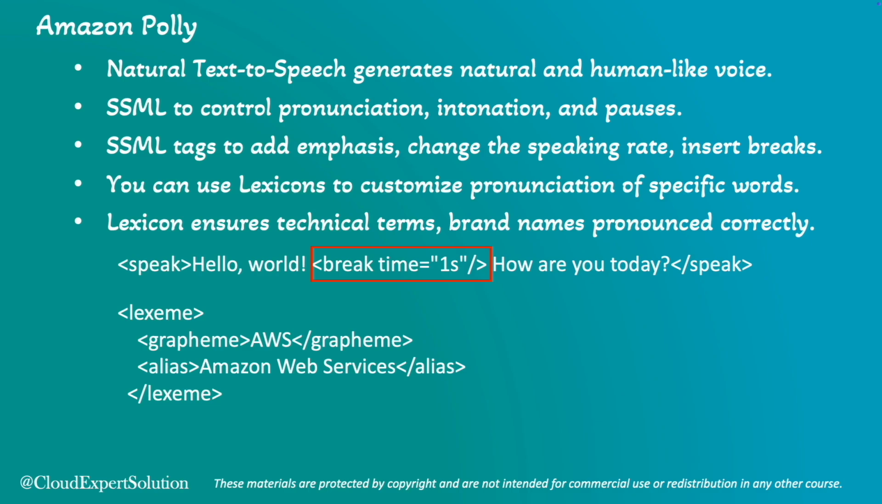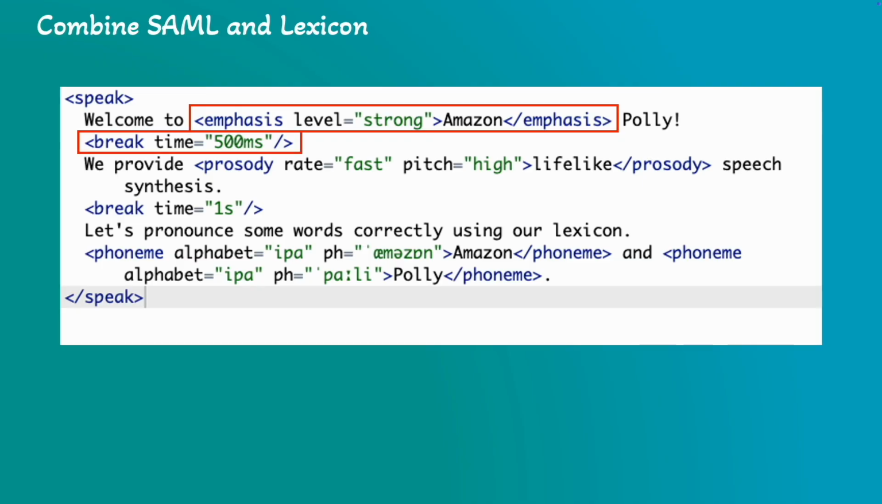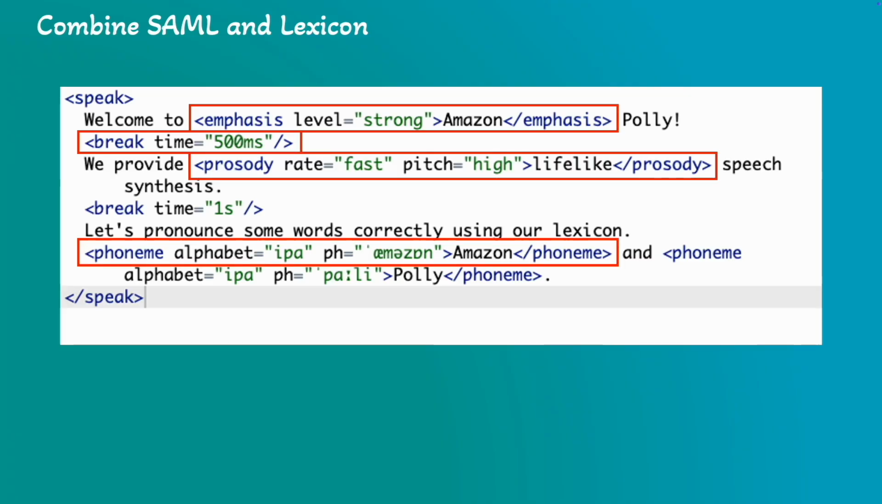Now, if we combine SSML and Lexicon, then this is an example. In this example, the emphasis tag adds emphasis to the word Amazon. The break tag adds pauses in the speech. The prosody tag adjusts the rate and pitch of lifelike. And last but not least, we have used phoneme. This phoneme tag ensures correct pronunciation using the lexicon word.